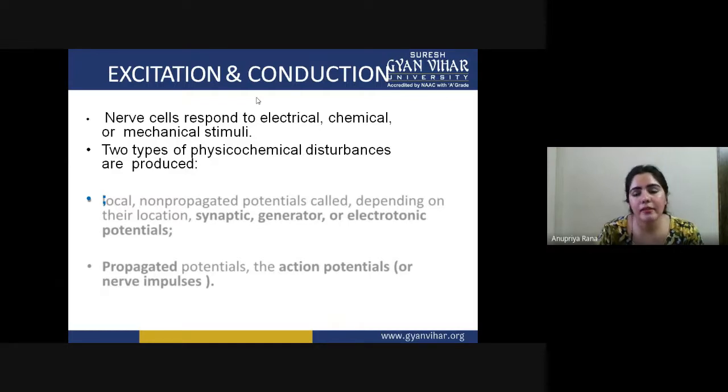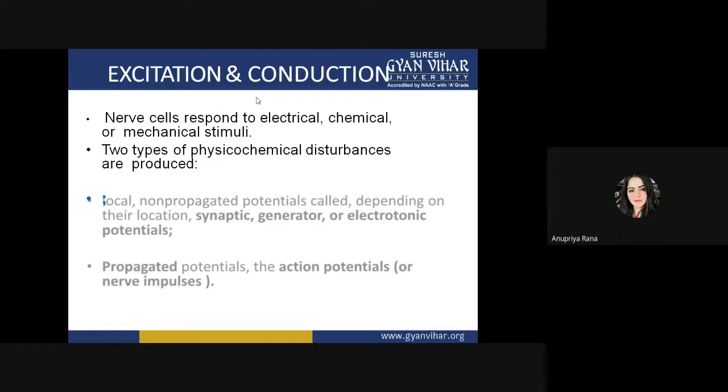So two types of physiochemical disturbance are produced. When these stimuli touch or pass through the nerve cells, two kinds of physiological disturbance can happen. The very first is called the local non-propagated potential, called, depending on location, the synaptic potential, generator potential, or electrotonic potential. The second one is the propagated potential, the action potential or nerve impulse. We will take them one by one when we study further.